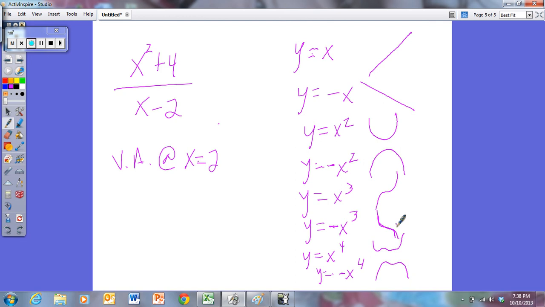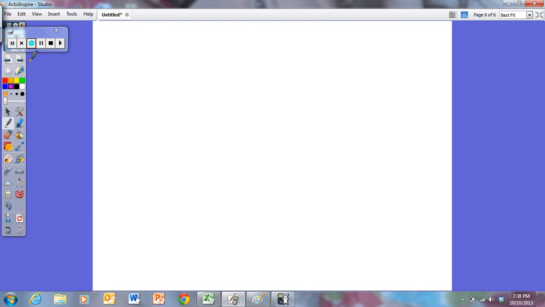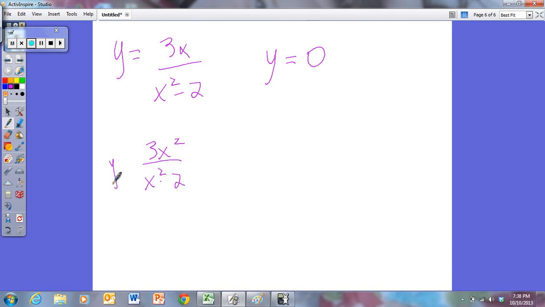So that comes in handy when we're analyzing functions such as y equals 3x over x squared minus 2. Notice the bottom is bigger, so the horizontal asymptote is y equals 0. That one's easy. 3x squared over x squared minus 2: the exponents are the same, so y equals 3 would be the horizontal asymptote.